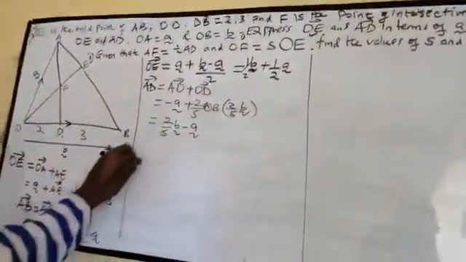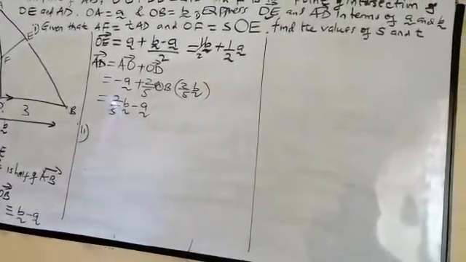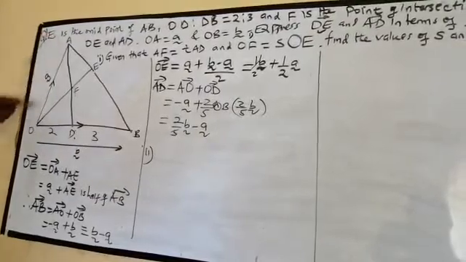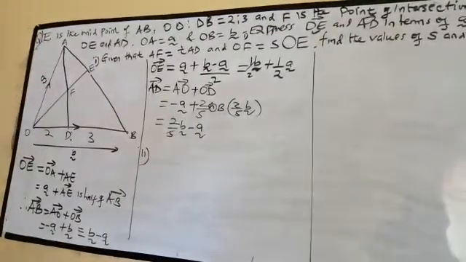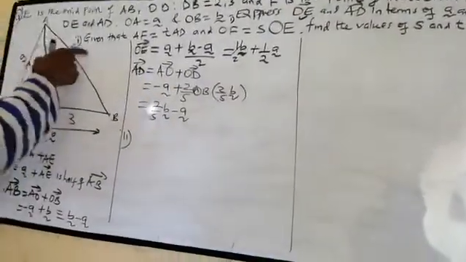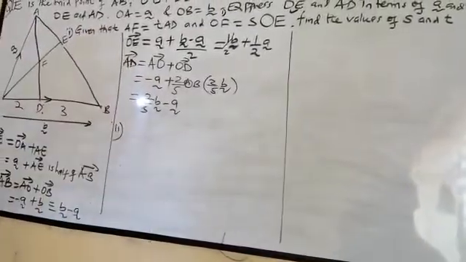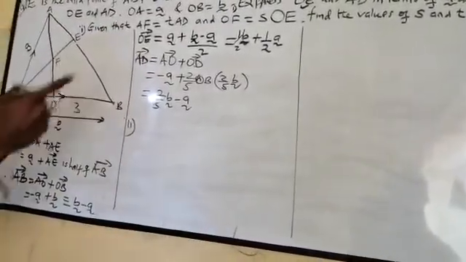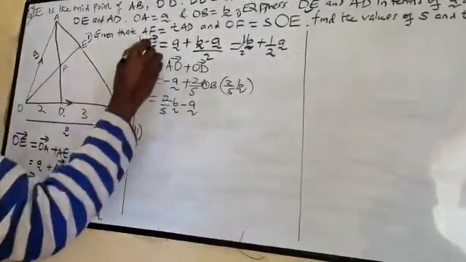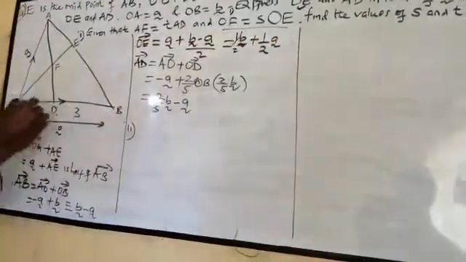Part 2 is now asking, given that AF is T AD and OF is S OE, find the values of S and T. This is the question that normally carries a lot of marks in vectors. Whenever you are asked to find the values of unknown letters, in this case S and T, make sure you create one route that contains the other expression given.